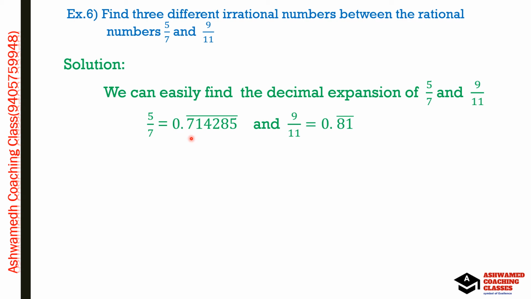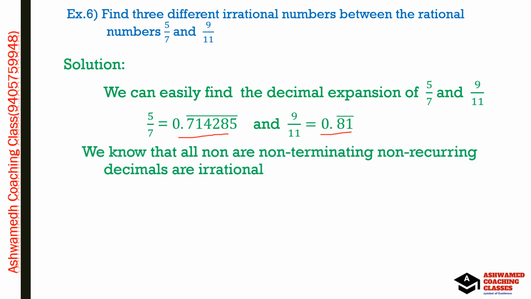Now just focus on 0.714285 and 0.81 bar. We have to find the irrationals between these two. Whatever the irrational between these two, irrational means non-terminating, non-recurring. Whatever the number, irrational means non-terminating, non-recurring. This word is very important.